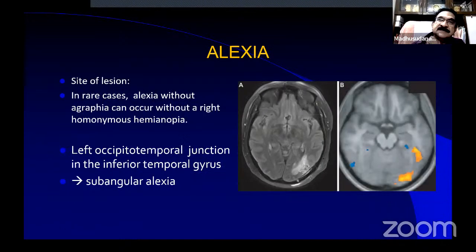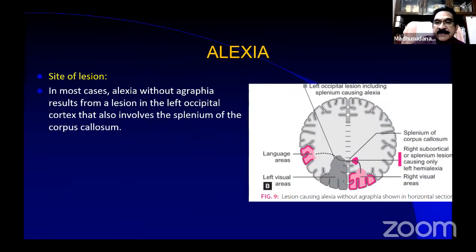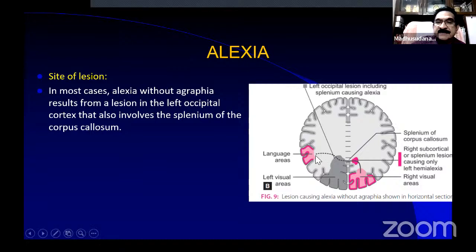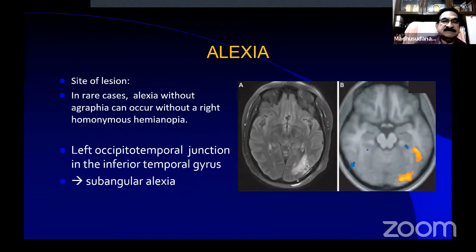In rare cases, this can also occur with a single unilateral lesion in the subangular cortex, called subangular alexia. Like the previous pathway here, the lesion is just below the visual word form area, where the input is reaching from both occipital lobes. Again, it is the same thing: one lesion affecting the dominant hemisphere. That's called subangular alexia.